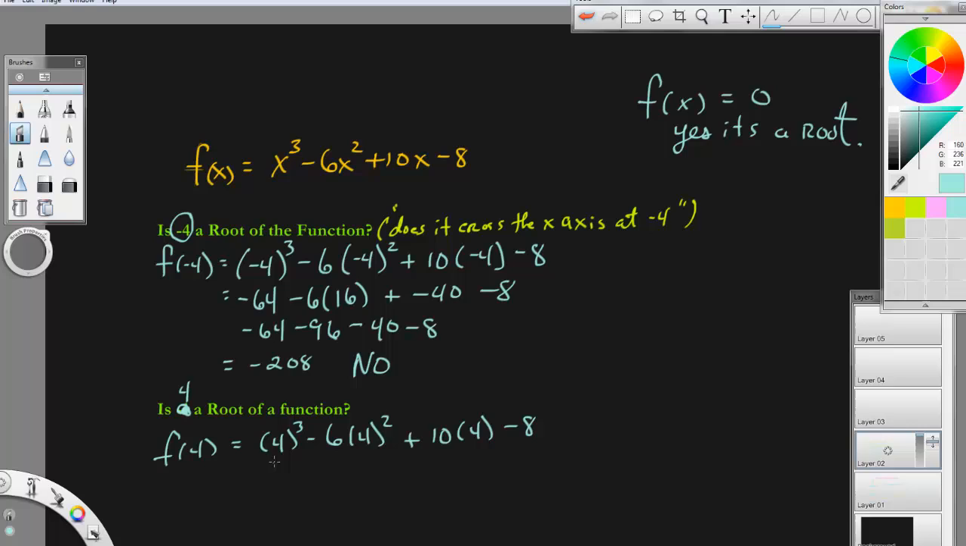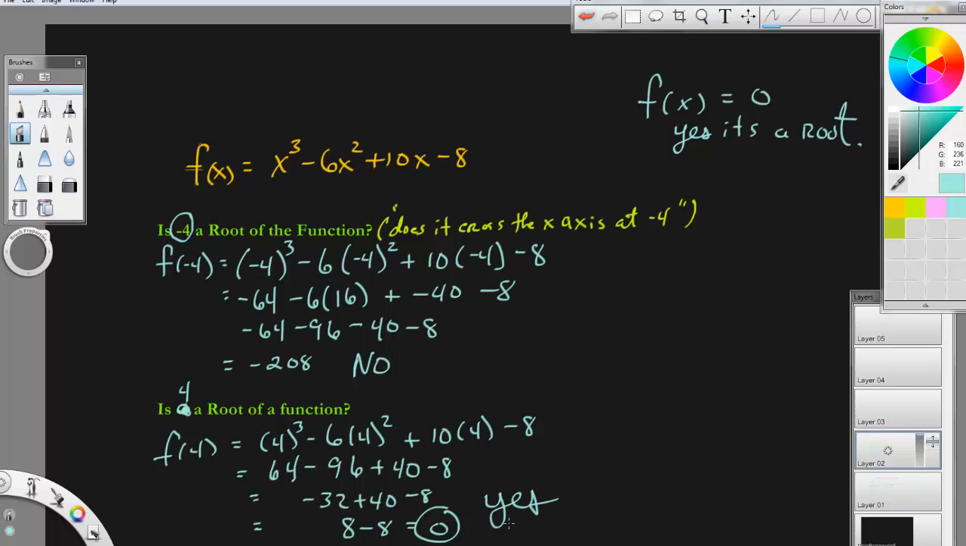So that's going to be 64 minus, again, 96 plus 40 minus 8. 64 minus 96 is negative 32 plus 40 minus 8. Put my equal sign there. Negative 32 plus 40 is 8, minus 8 equals 0. So if that happens, then we say yes, it is a root.